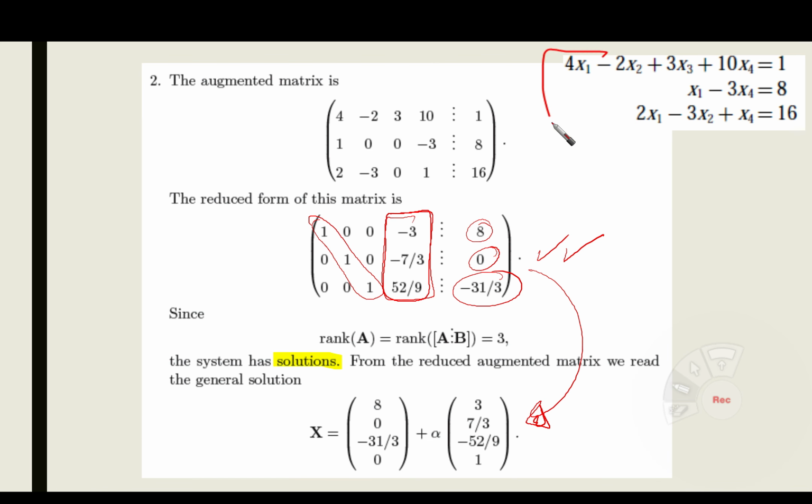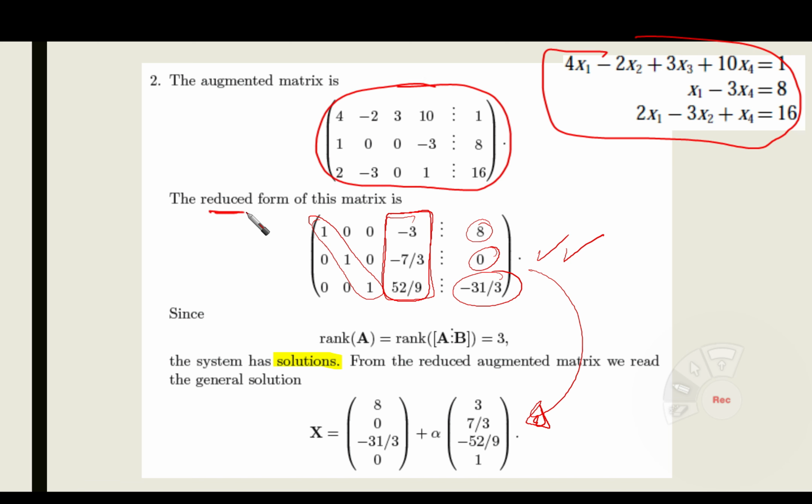Let's go to the next one. This is our system here. We form our augmented matrix, as you can see, and make the reduced form. We find that the reduced form is not the identity matrix, because the fourth column has something in it. What is the rank of AR? 1, 2, 3. What is the rank of the augmented matrix? Also 1, 2, 3. This means that this system has a solution.